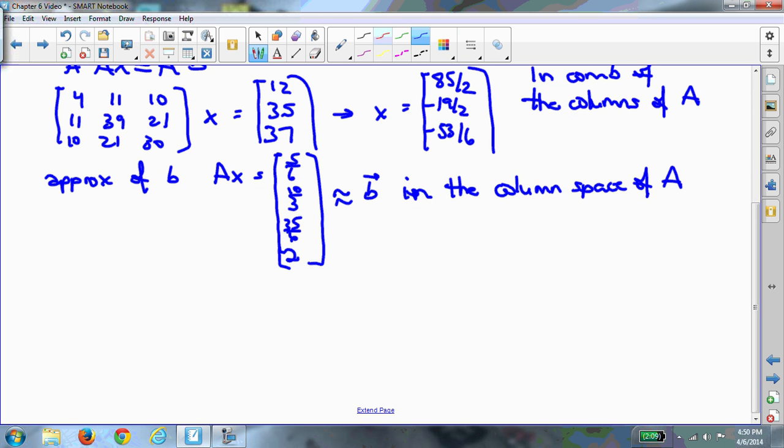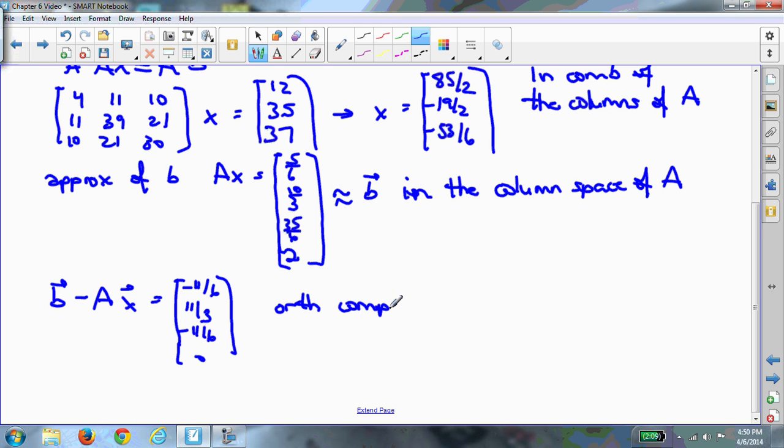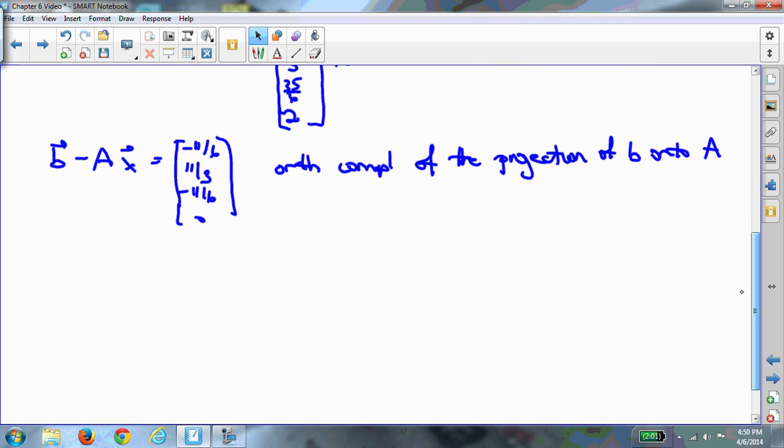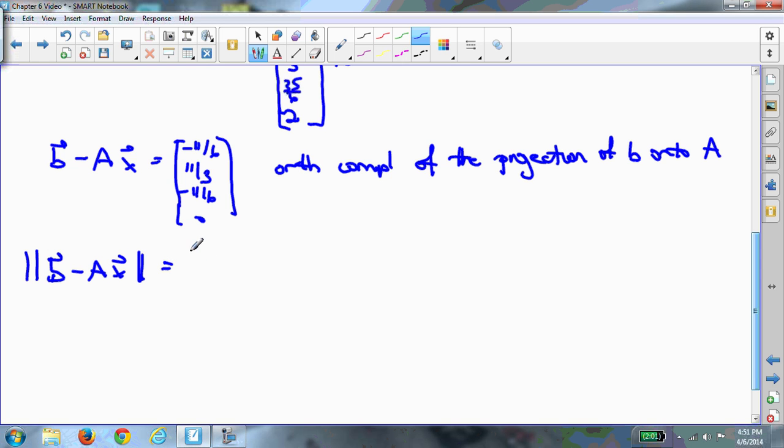Now, if I were to do B minus Ax, I would get negative 11, 6, 11 thirds, negative 11, 6, and 0, which would be the orthogonal complement of the projection of B onto A. And if I were to take one more step and do the magnitude of B minus Ax, which would basically be the magnitude of this vector, it would equal 11 root 6 over 6. And this would be the error in approximation.